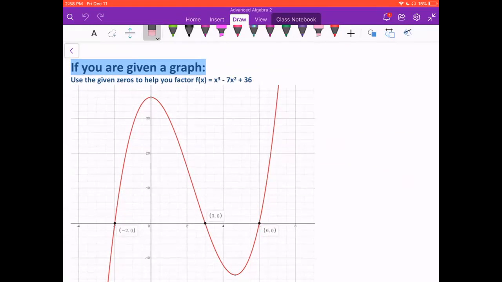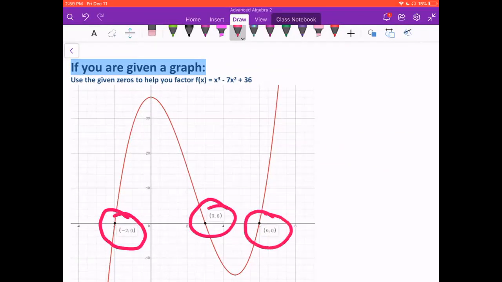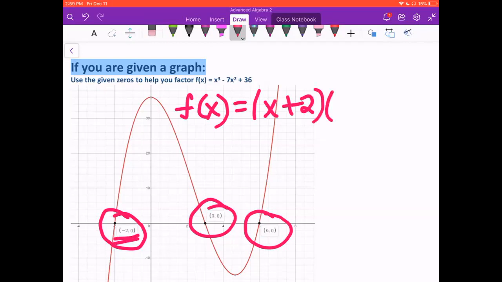All right, so if you're given a graph, like this one, it's the graph of f of x equals x cubed minus 7x squared plus 36, and I want to factor it. So first of all, I'm going to look for the real roots, or the x-intercepts. I see one at -2, I see one at x equals 3, and then another x-intercept at 6, 0. So that would make me think that f of x would factor into x plus 2, because of the -2 right there, times x minus 3, times x minus 6.